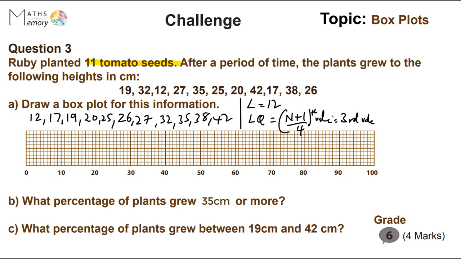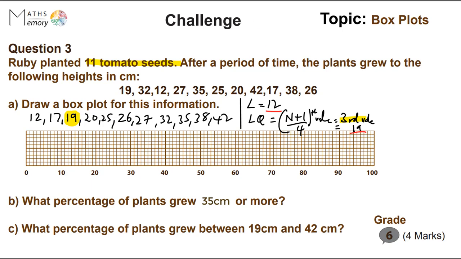Okay, so the third value would be, let's have a look and see. Let's make this yellow. Third value, 12, 17, 19. This is the lower quartile over here. So 19. Don't write third. You just have to write 19, where we've highlighted this in red. Let's move on to the next one.